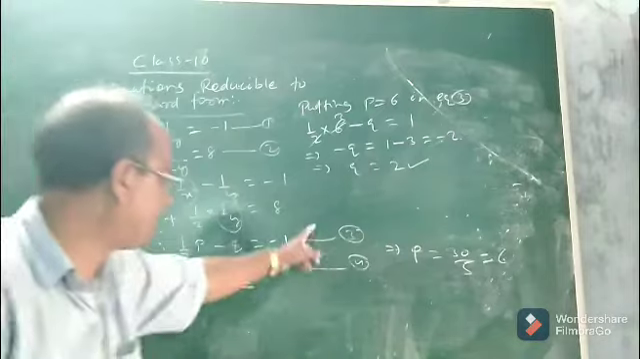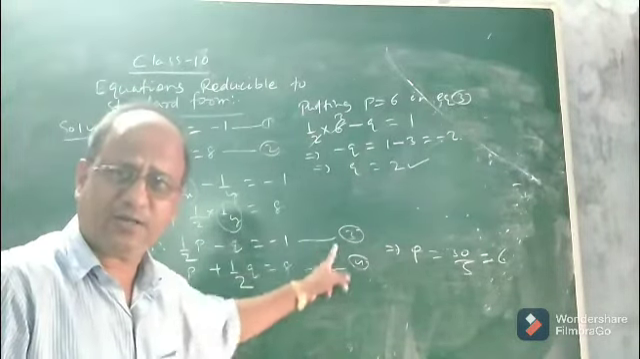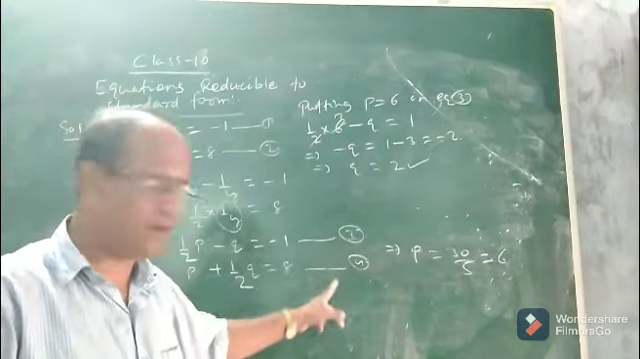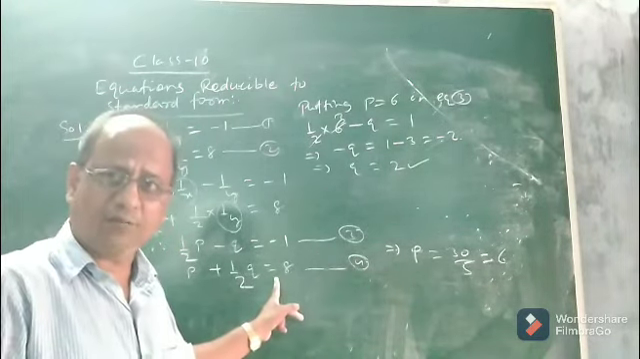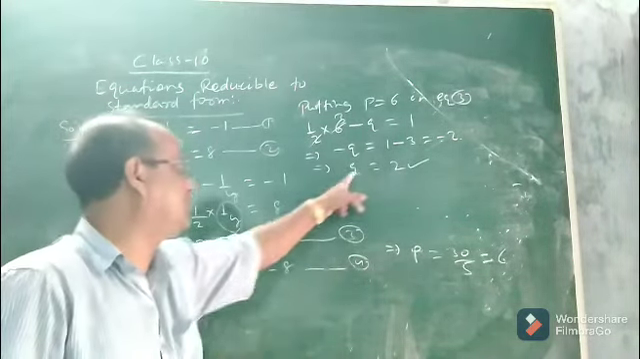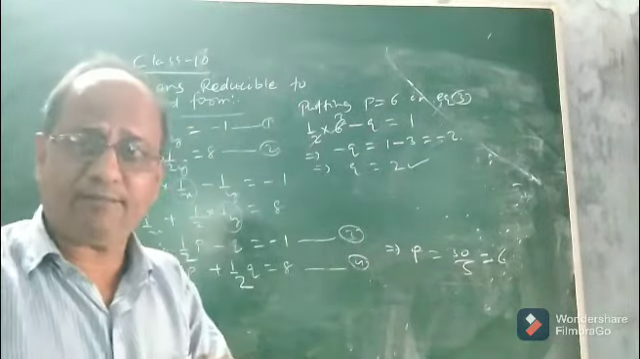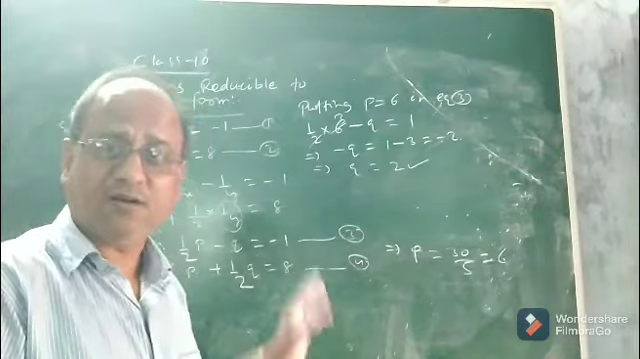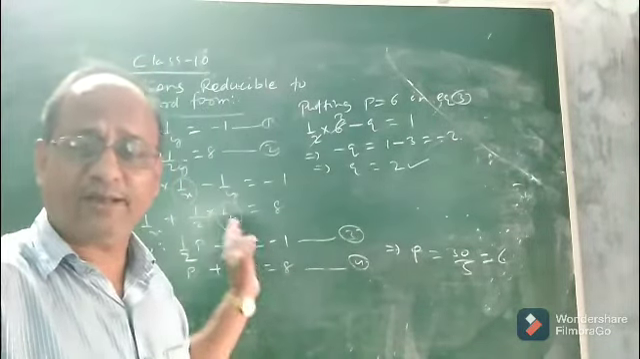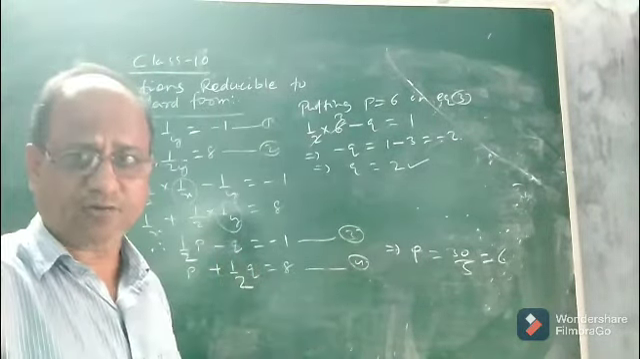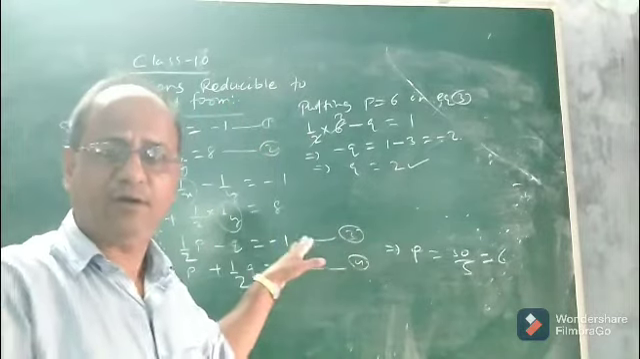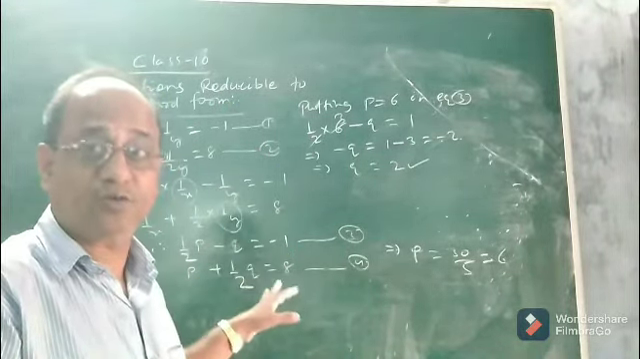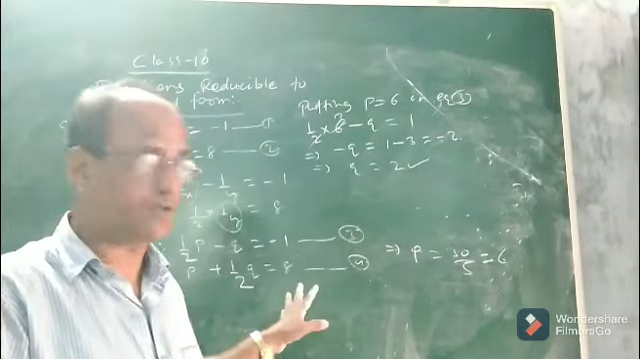That means I solved this system of equations 3 and 4, which are two linear equations in two variables in standard form. Okay, and I got the values of p and q. But what is my aim? My aim is to find the values of x and y, because in the original equation the variables are x and y, not p and q. It is a very lengthy one, children. Equation reducible to standard form is a very lengthy process.